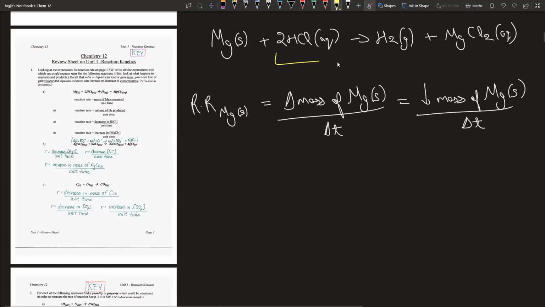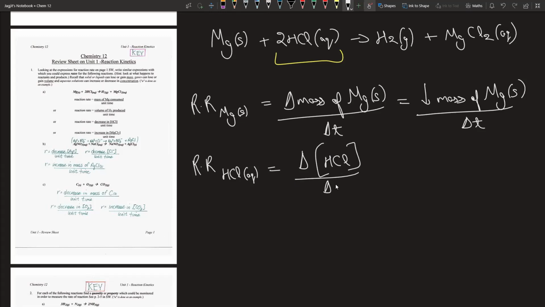Okay, let's move on. What about this HCl, aqueous? Well, when it comes to aqueous species, we're talking about concentration. So if you want to measure your reaction rate in terms of HCl, then we're going to measure it as change in concentration of HCl over change in time. Now, let's be more specific. HCl is also a reactant, so it will decrease as time goes on. So it will be decrease in concentration of HCl over change in time. Okay, so we're good for that as well.